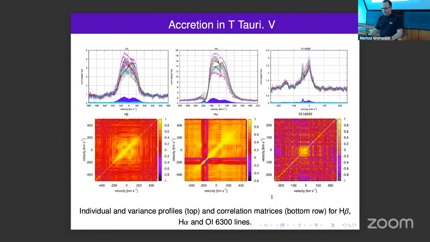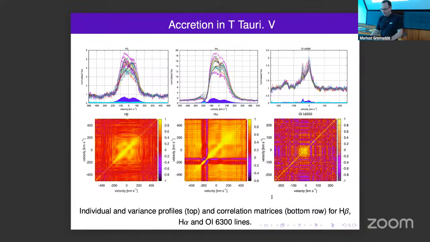And here I'm showing examples of analysis of high-resolution emission lines: H beta, H alpha, and oxygen I. I'm looking for the regions which are showing the biggest variations. The light blue is the normalized variance profile, and the dark blue is the variance profile. And here is a correlation matrix, which is used to find positive or negative correlations among different velocity bins in the emission lines.